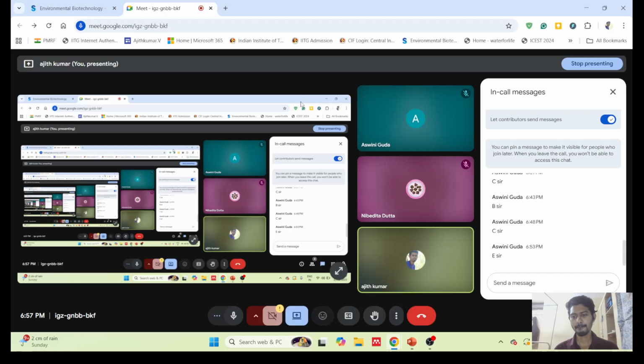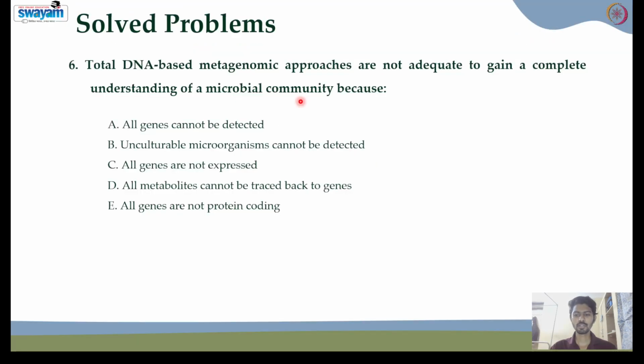Answer? Any answer? I will repeat the question. You can take time. Total DNA based metagenomic approach are not adequate to gain complete understanding of microbial community. You can post your answers in the chat box.